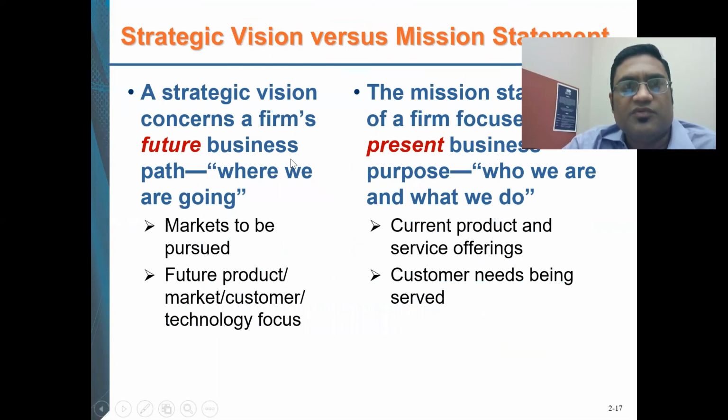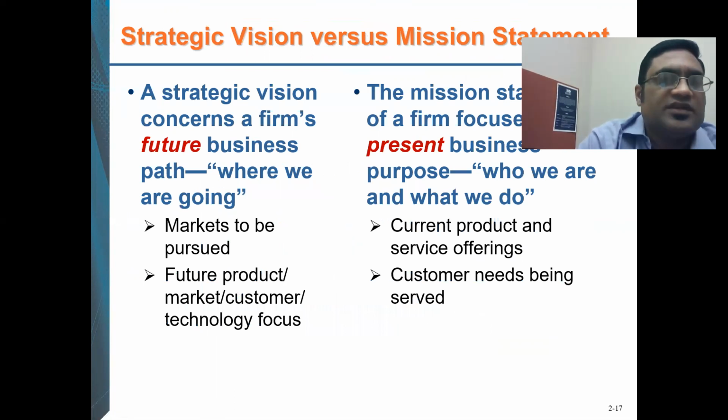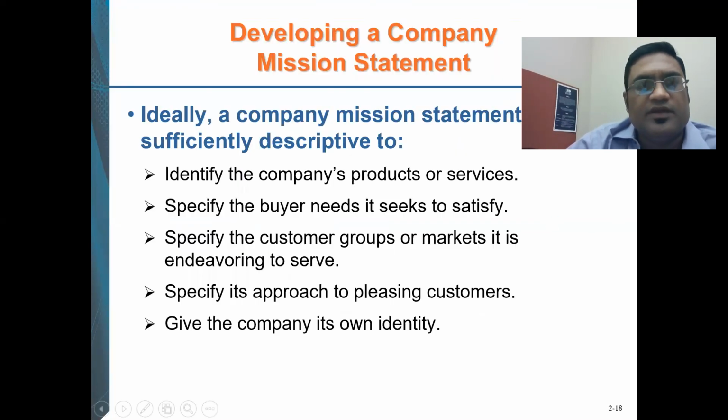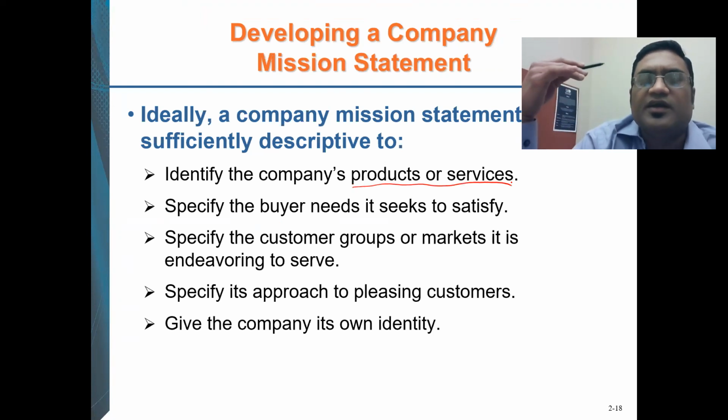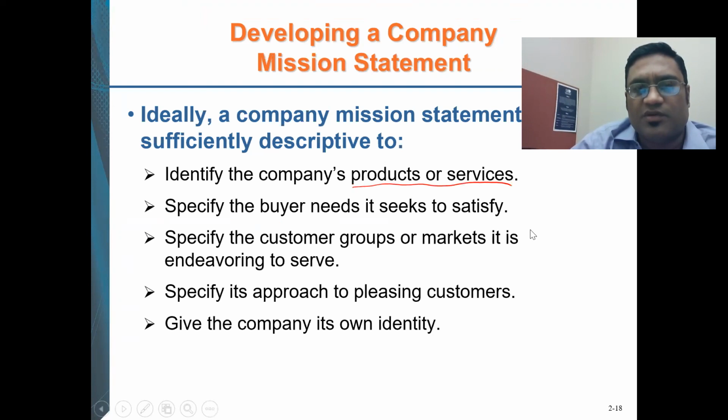Now the difference between vision and mission is, vision, as I said, is future, mission is present. This talks about what you're going to do, and this talks about who you are and what you're doing right now. Ideally, a company's vision, mission statement, we already talked about, identifies the product, services, how it is going to satisfy the customer's needs, and also sets your company apart from your competitors.